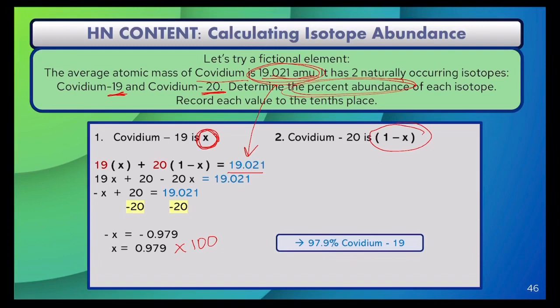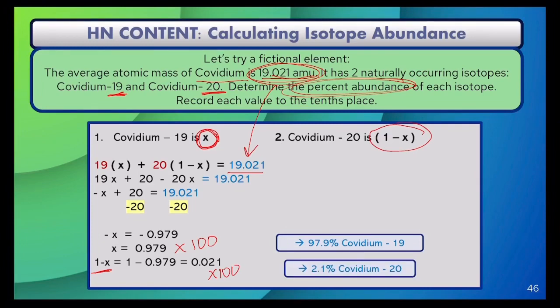And then if you look at the next one, now we're going to solve for covidium-20 using 1 minus x. We're plugging in x here, 0.979, so 1 minus 0.979 is 0.021. This is, again, the fractional abundance. We're going to multiply this by 100, and that's going to give us 2.1%. Remember to check your work by adding your percentages up. If you get a sum of 100%, then you know you were on the right track.